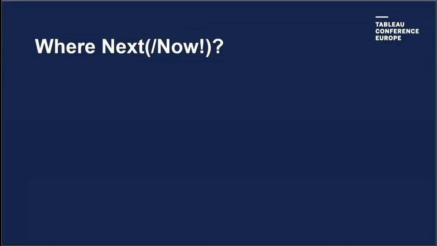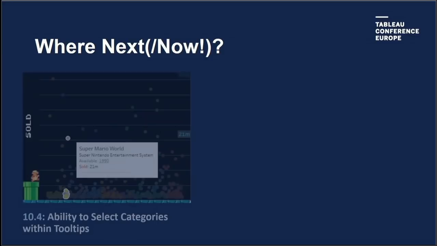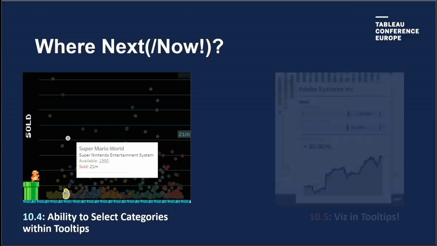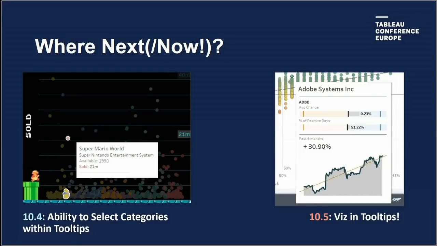So where are we right now? The last time I presented this, Viz in Tooltips was just coming to life, but right now, it's a thing. So the first is this ability to select categories within Tooltips. This is one of those features that was released in 10.4 and I see very rarely used, but is actually really powerful, and I'll show you an example of it in just a second. Because I'm also going to show you Viz in Tooltips.